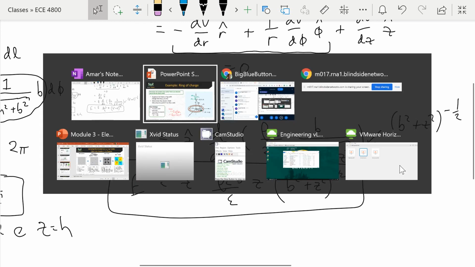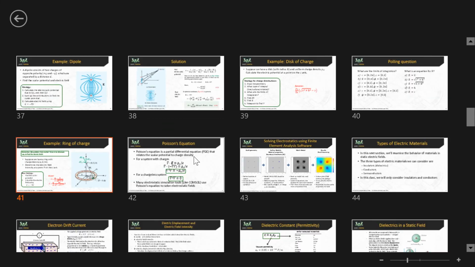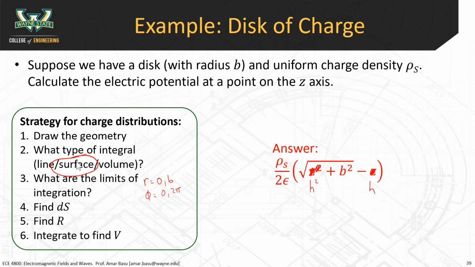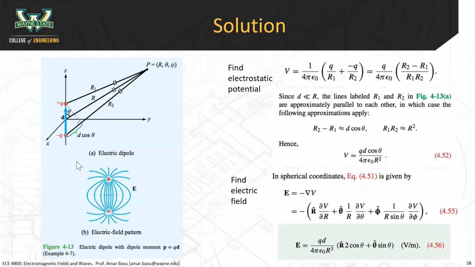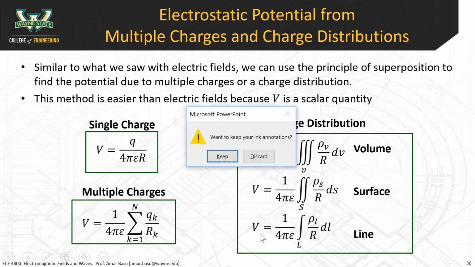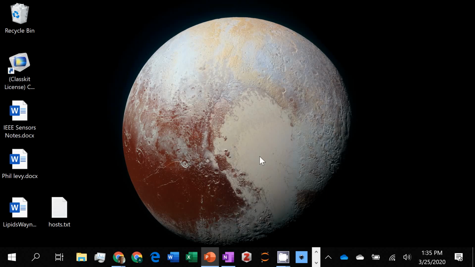All right, so we've solved 2 problems now using this type of approach. What we're going to do now is switch gears. We figured out how to solve this type of electrostatic problem where we're looking for the electrostatic potential due to charge distributions. We did a surface integral example, and we did a line integral example.